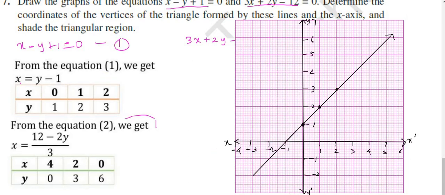Okay, now next, also write those points. Here it is 0 comma 1, here it is 1 comma 2, and here it is 2 comma 3. Okay, so next what we can do is take the next equation.